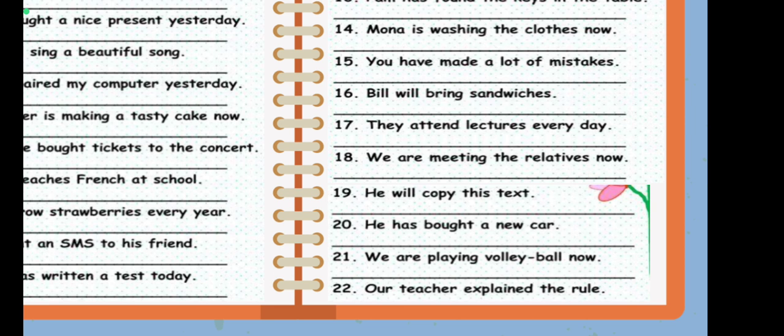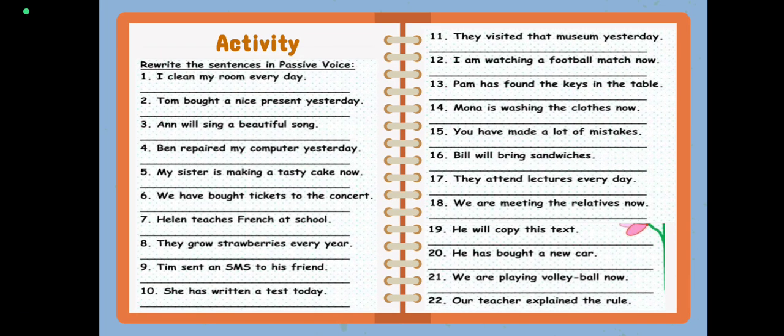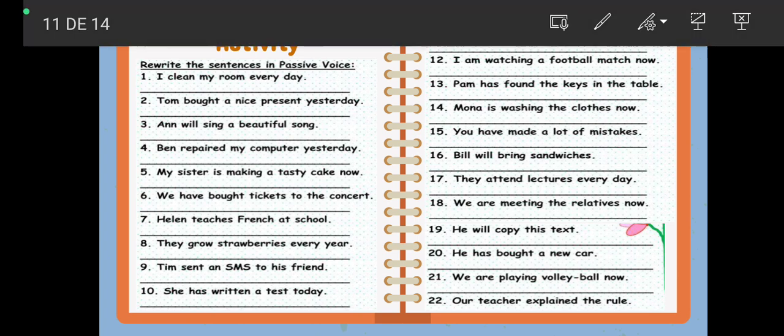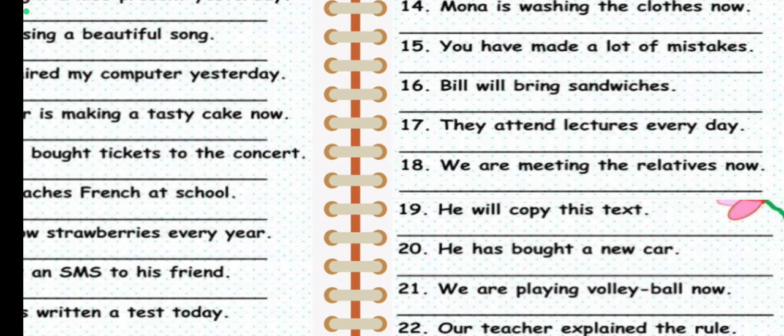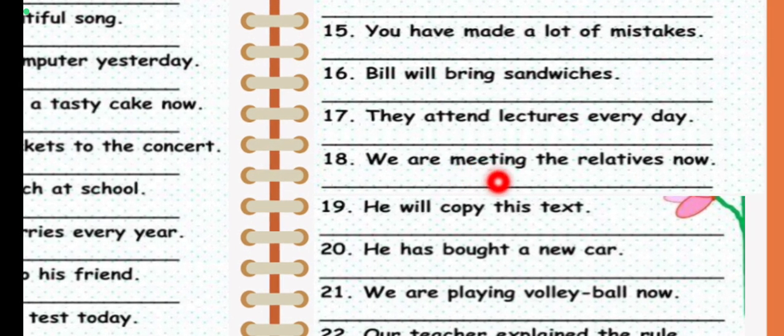Okay. The number 18. We are meeting the relative. Then passive voice: the relatives are being met now by us. Being met. I think it's being met. Oh, you're right. You're completely right. I think you're Oscar, right? Yes. Past participle, met. My bad. My brain is just not going very well.